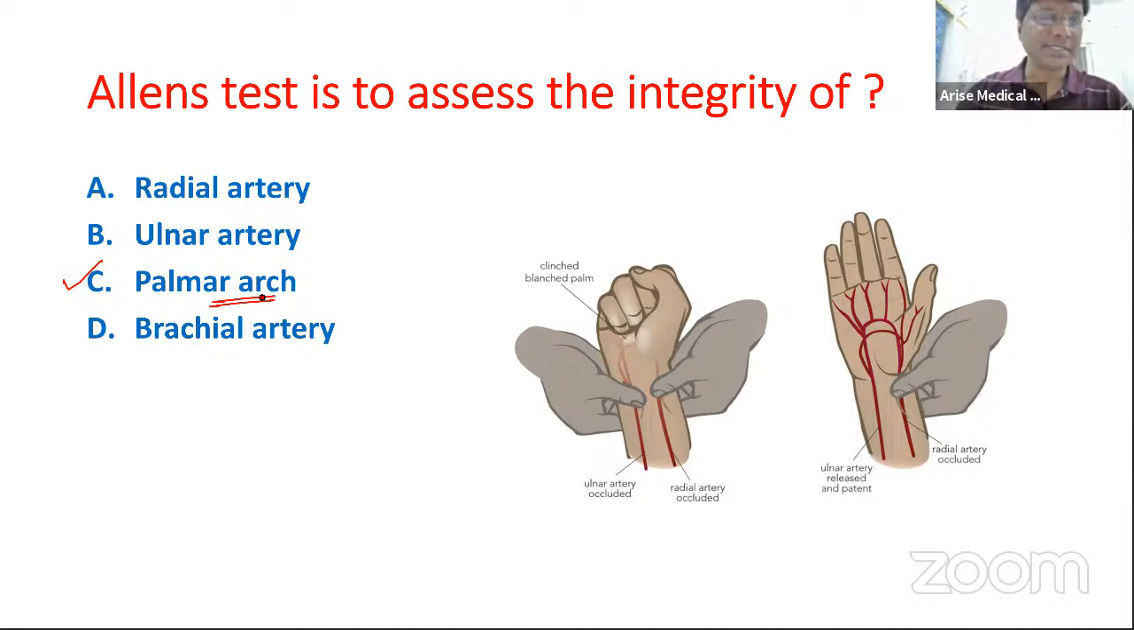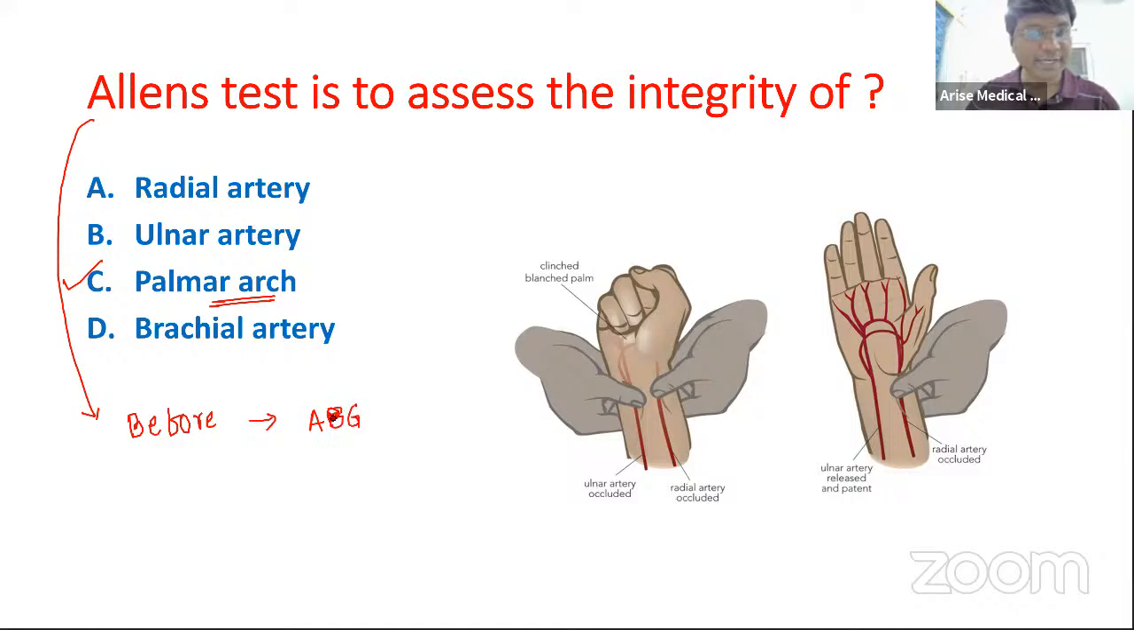Now, what is this Allen's test? How do we do this particular Allen's test? Let me tell you. Allen's test is the test which is done before performing ABG, before puncturing your radial artery for arterial blood gas analysis. Now, let me tell you what this Allen's test is and how we do it.